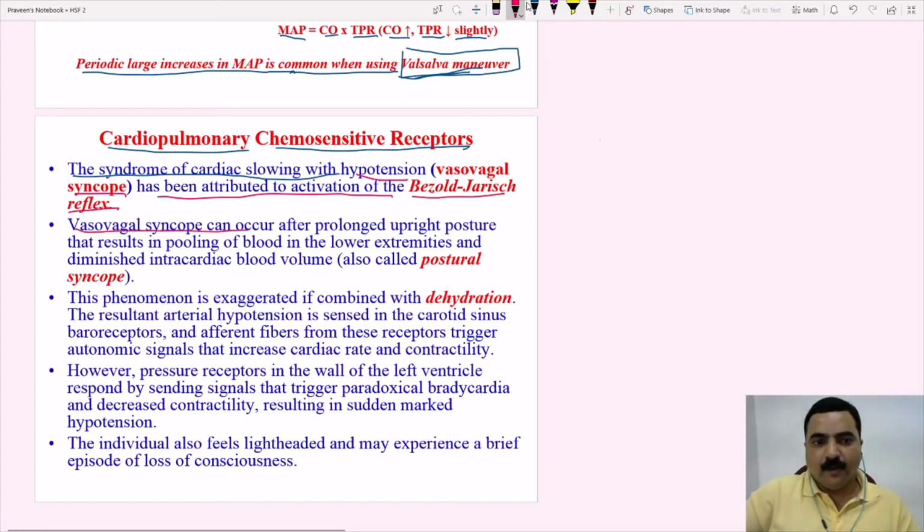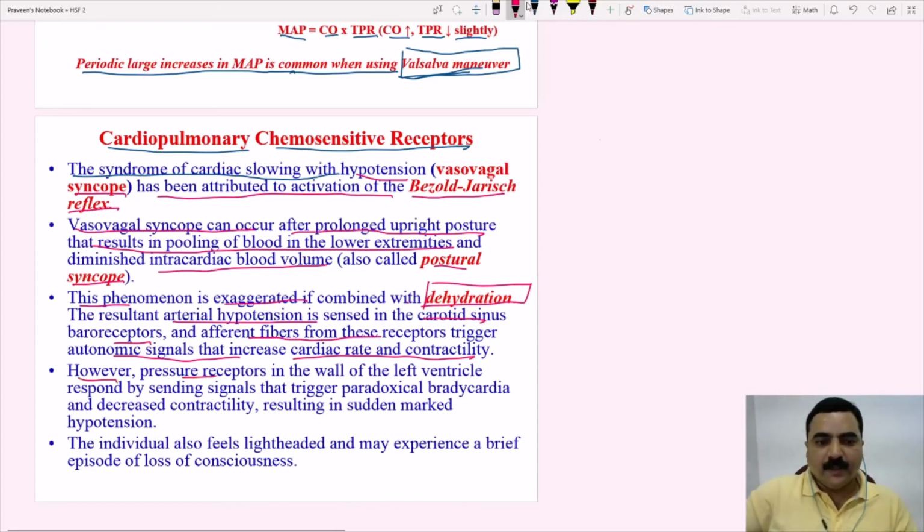Vasovagal syncope can occur after prolonged upright posture that results in pooling of blood in the lower extremities and diminished intracardiac volume. It is also called postural syncope. This is one reason. This phenomenon is exaggerated if combined with dehydration. If the person is dehydrated, the postural syncope will be more severe. The resultant arterial hypotension is sensed by the carotid sinus baroreceptors, and afferent fibers from these receptors trigger the autonomic signal that increases the cardiac rate and contractility. So that is the normal phenomenon that should happen.